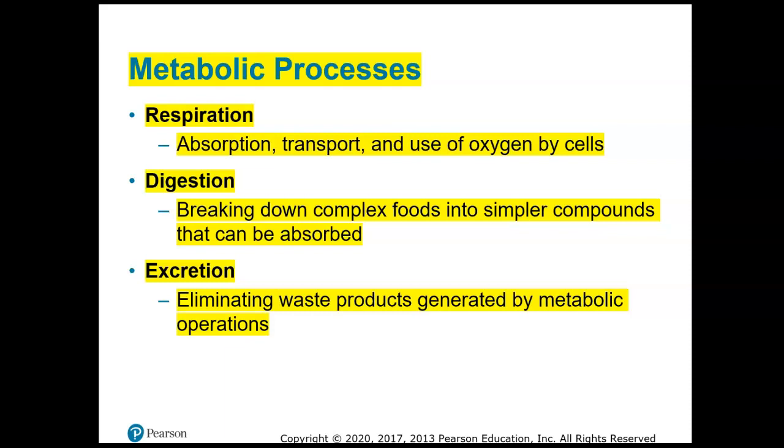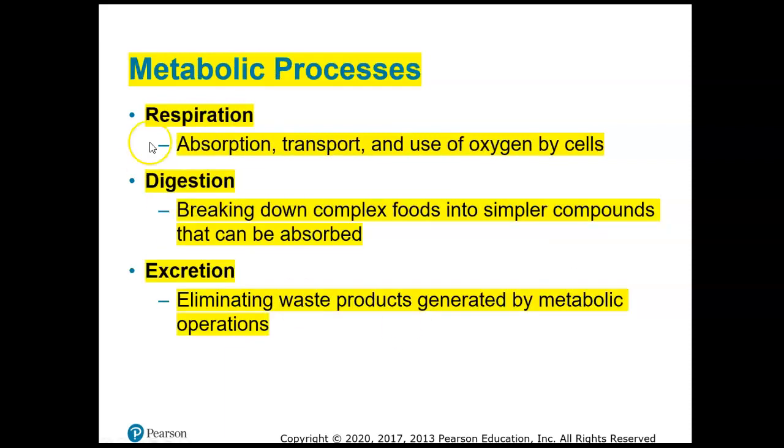Digestion, which is breaking down complex food into simpler nutrients that we can absorb into our bloodstream. So the breaking down of those complex foods into simpler molecules is digestion. That's part of our metabolism. Excretion, which is eliminating waste products generated by digestion and respiration. So these are different metabolic processes.